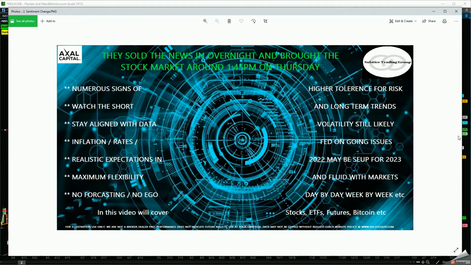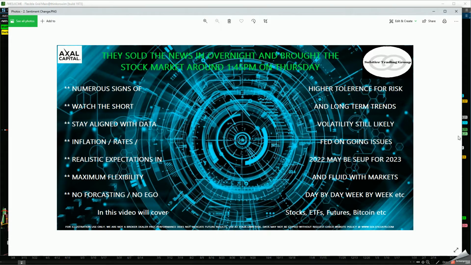Numerous signs. You have to understand the risk, the tolerance, and watch the short term in relationship to the long term when you're swing trading and you're out. Stay aligned with the data on the chart. What I mean by it, when you're looking at an annual chart and a weekly chart 3 years going back, make sure the long-term trend's still up, or if it has reversed, make sure you understand when to exit.